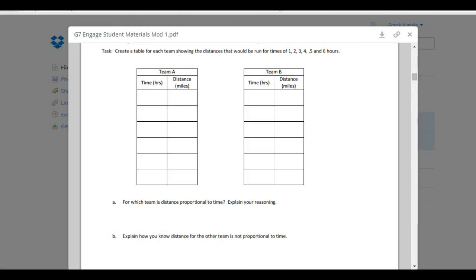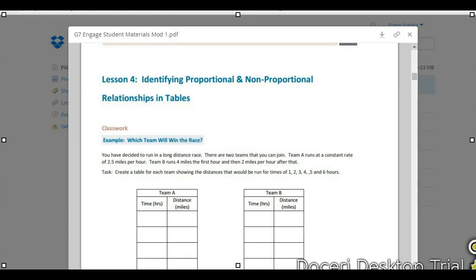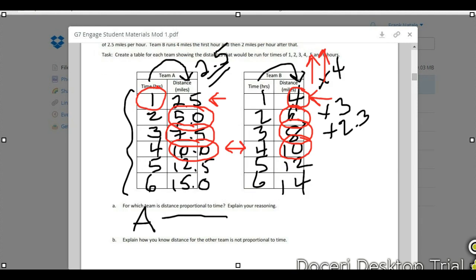Now the next question I think must have been an error initially on the part of the EngageNY folks who put this together, because it asks who would win in 4.5 miles, and it's been pretty obvious who's been winning the entire time. So if we looked at 4.5 miles, I think that might have meant 4.5 hours, who went a further distance.